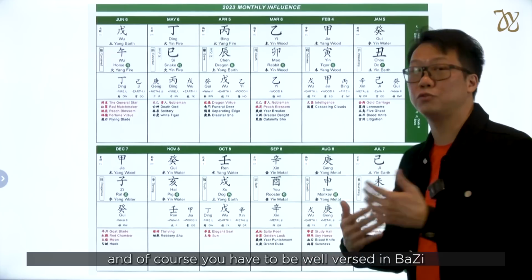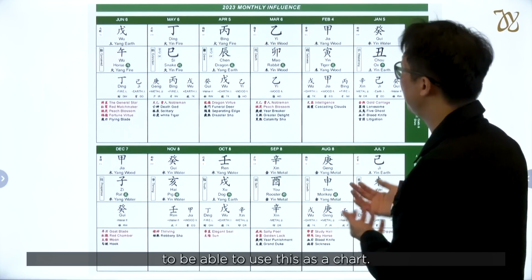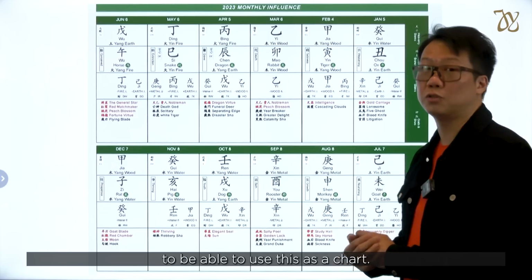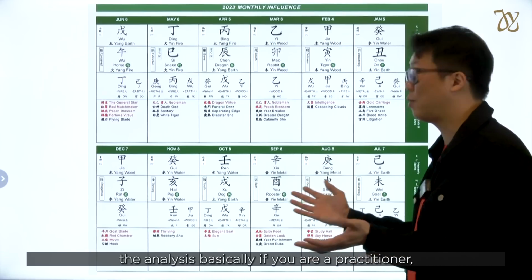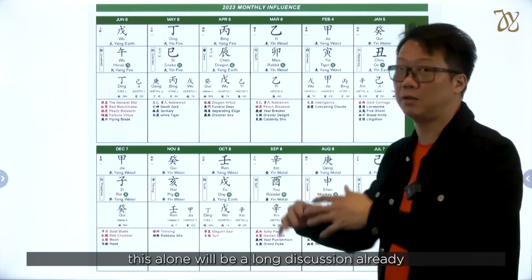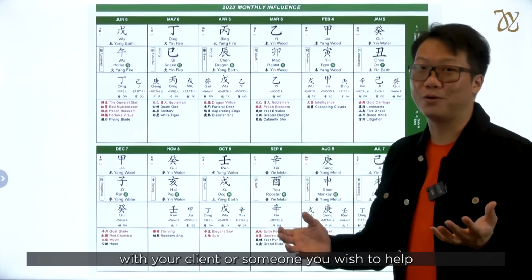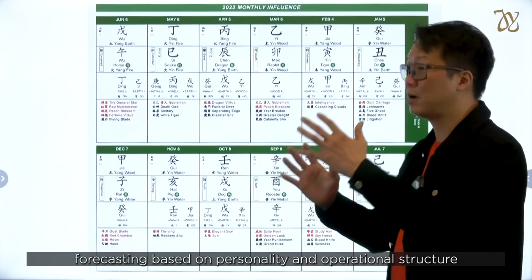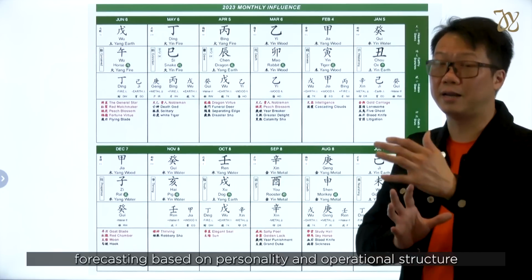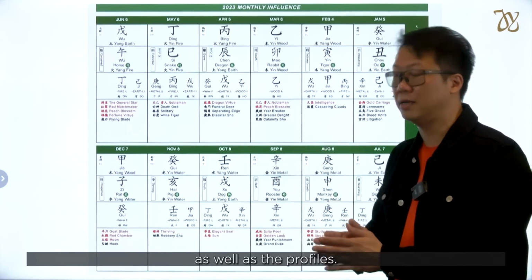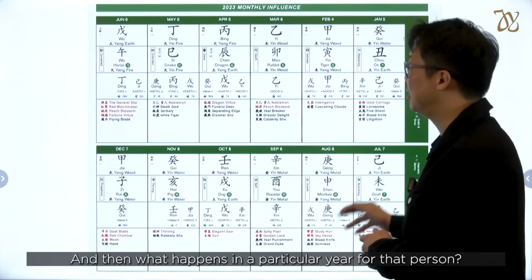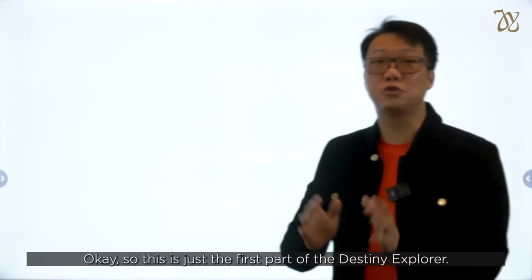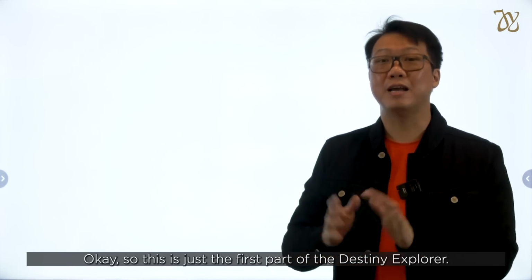And of course, you have to be well versed in BaZi to be able to use this chart. So for most people, basically, if you are a practitioner, this alone will be a long discussion already with your client or someone you wish to help, forecasting based on the personality and operational structure, as well as the profiles, and then what happens in a particular year for that person. Okay, so this is just the first part of the Destiny Explorer.